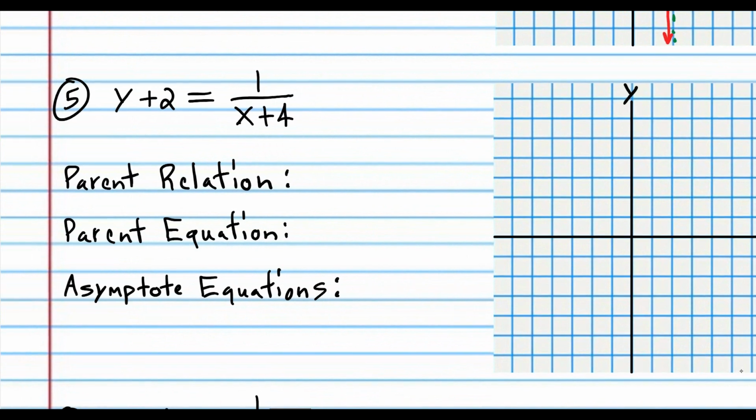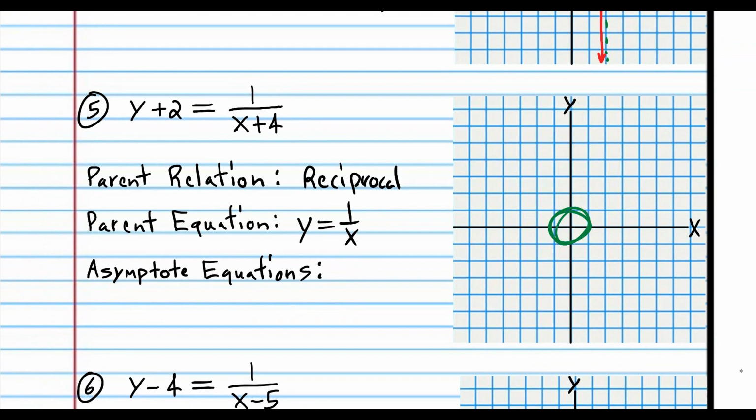All right, we're back. So we're going to use the reciprocal parent relation. And the parent equation is y is equal to 1 over x. We're going to start at the origin and then move 4 units to the left and then 2 units down, because we're adding 4 to x and adding 2 to y. Now we're going to draw the asymptotes, and it's just the same procedure that you saw before.